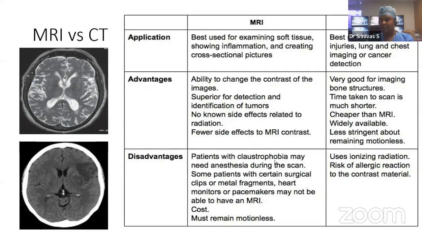But the disadvantage with CT scan is that it uses ionizing radiation, and there could be a risk of allergic reaction to the contrast material. And the disadvantage with MRI is that a claustrophobic patient may need anesthesia. Some patients with surgical clips, metal fragments, a heart monitor or pacemaker may not be able to have an MRI, and it is not cost effective. And the patient has to remain motionless for more than 30 minutes.